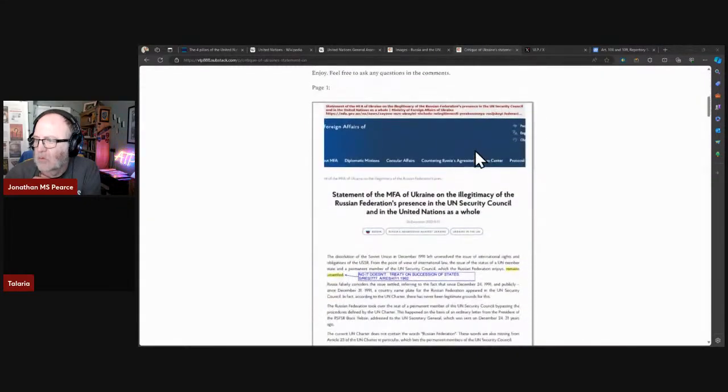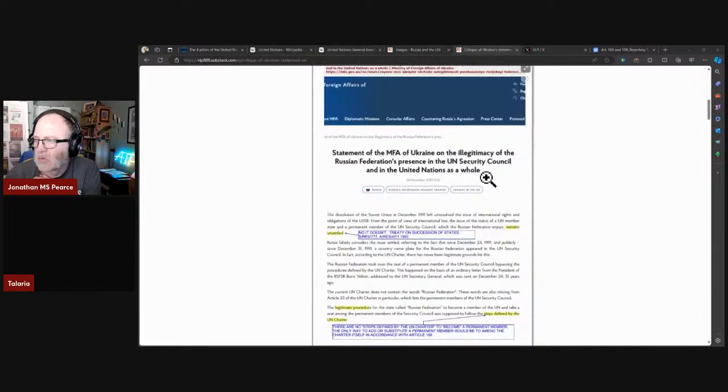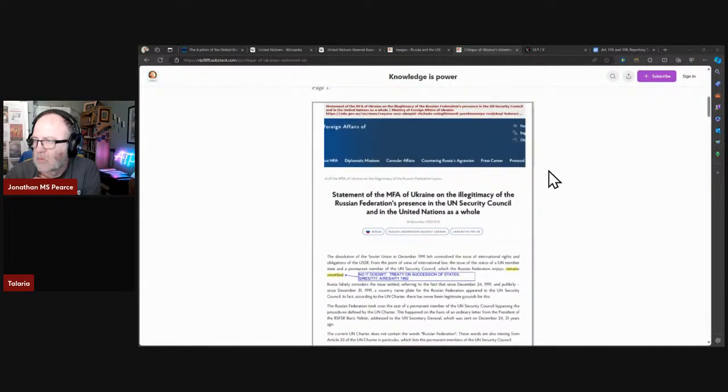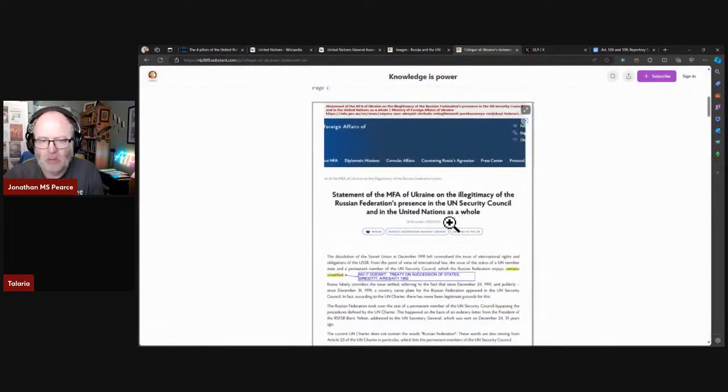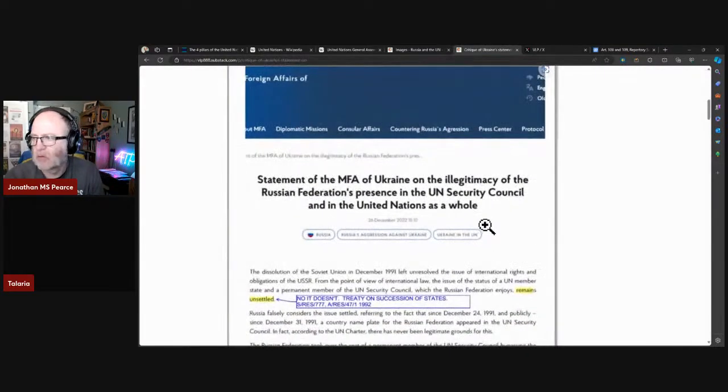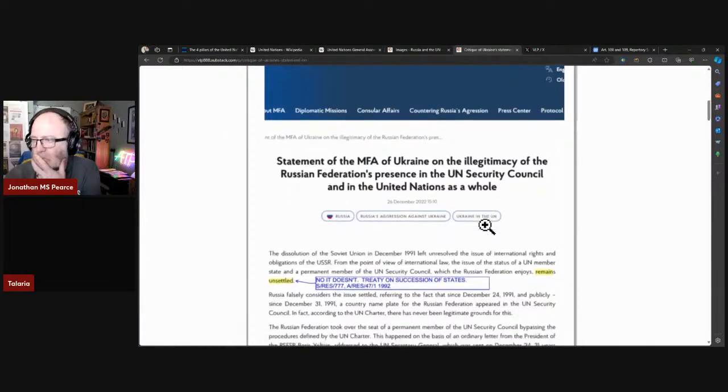Somehow, the Minister of Foreign Affairs and President Zelensky have been duped about what the legal situation is. And that is just absolutely mind-boggling. So what's their statement that they've been duped about then? Well, they're saying Russia's not in the UN, but we can't get it off. Right.